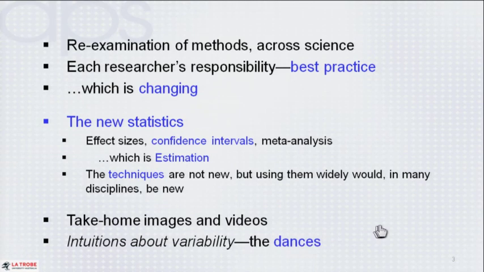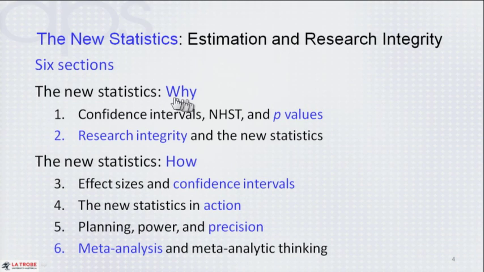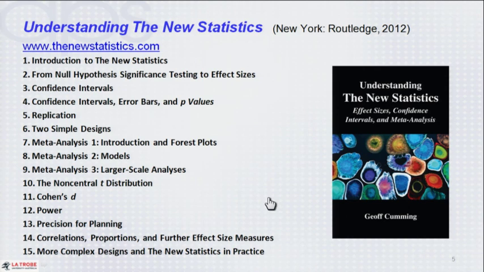There are six sections. The first two, the new statistics, why, including research integrity. And then four sections, the new statistics, how, picking out a few examples and lots on confidence intervals. Later on, precision for planning, which seems to be a new technique full of potential. And then meta-analysis, wrapping things up. Well, that's what meta-analysis does. There's a book, and nearly everything I talk about today is discussed in more detail in the book.